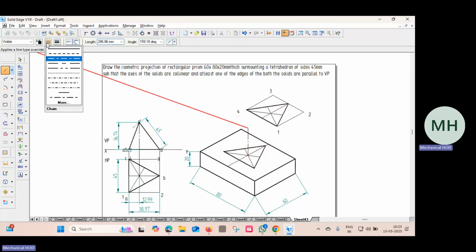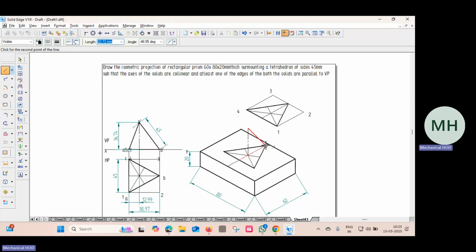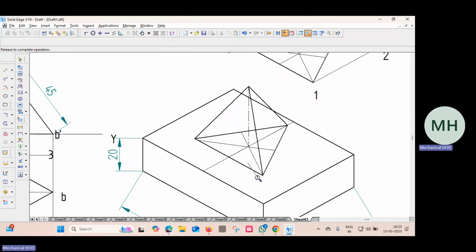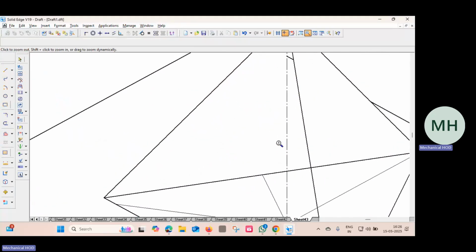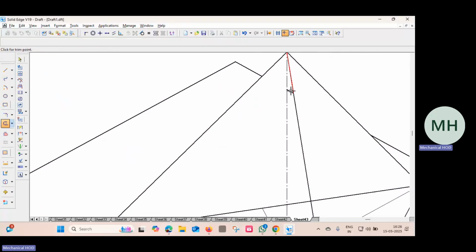Okay, then change the line type to continuous. 0.5 is the line width. From the apex, connect to all the corners of the triangle. Okay. Now in isometric projection, we generally do not show the hidden edges. So zoom it, trim the hidden edges. This is hidden one. This is also hidden one. There's one more small line. Zoom it further once more and trim it up, this line. Okay, done.